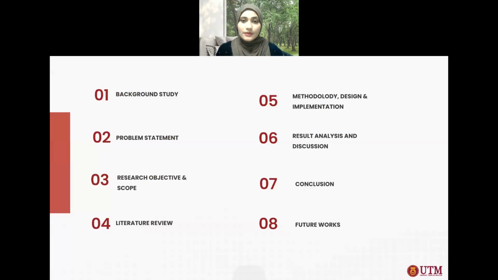Chain. Okay, for the starting, we will go through the background studies, problem statement, research objective, and scopes, literature review that has been done in PSM1, methodology, design and implementation of the experimental setup, result and analysis, and then we will go to the deep discussion, and we will be wrapping up the work with conclusion and the future works.